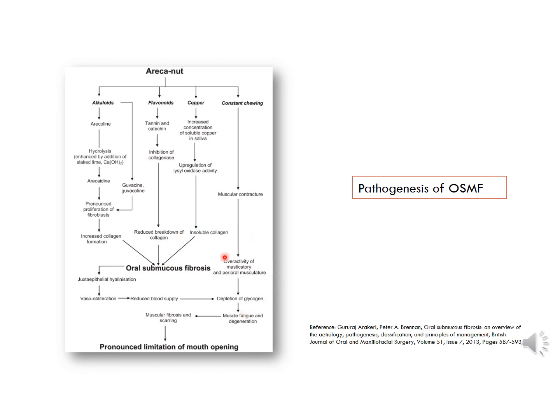So what happens when this fibrosis component under the epithelium increases? It leads to juxtaepithelial hyalinization, which I'll show you in the next slide, which leads to vasoobliteration. That means the blood supply reduces, right? This reduction in blood supply leads to depletion of glycogen, muscle fatigue and degeneration, musculofibrosis and scarring, thus leading the patient to pronounced limitation of mouth opening, right? So this reduction in mouth opening, which is taking place because of the fibrosis, is happening because of this pathway. So these three components, which are primarily released by the areca nut when it's chewed, lead to fibrosis in this particular mechanism.